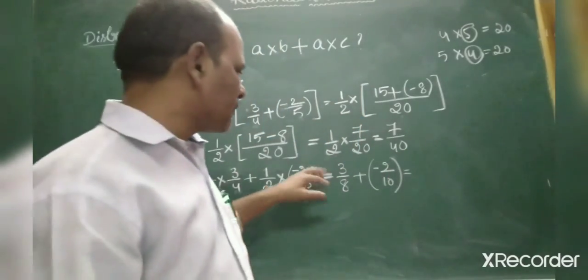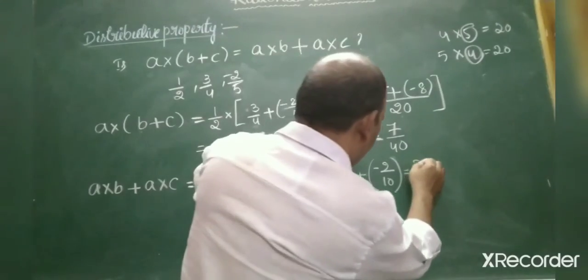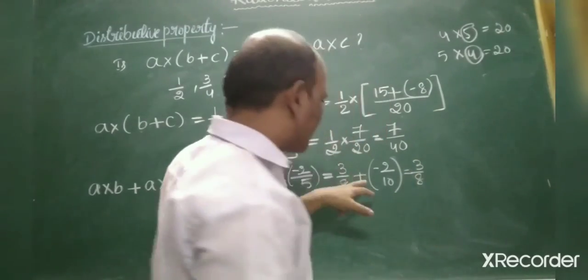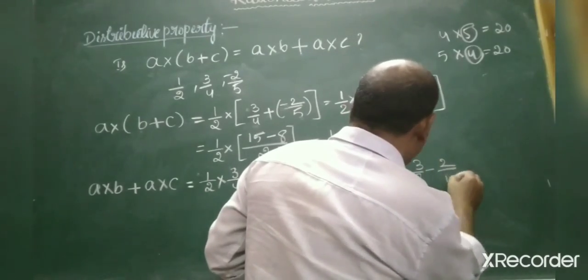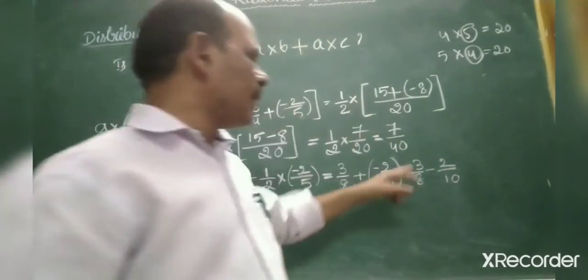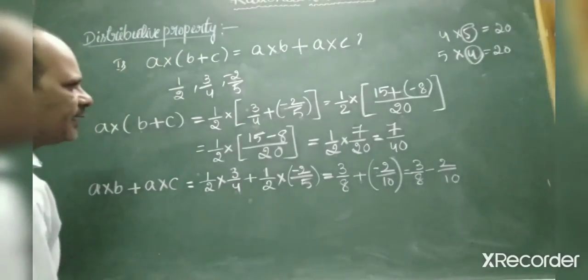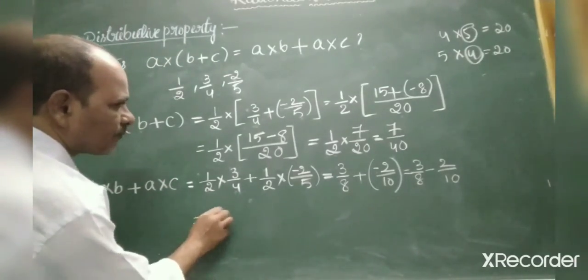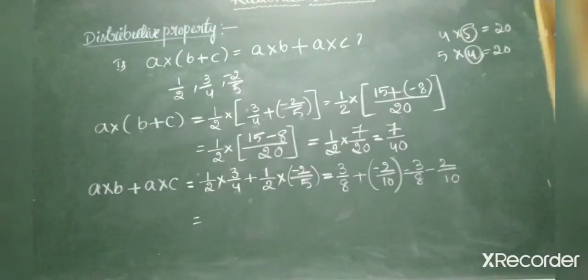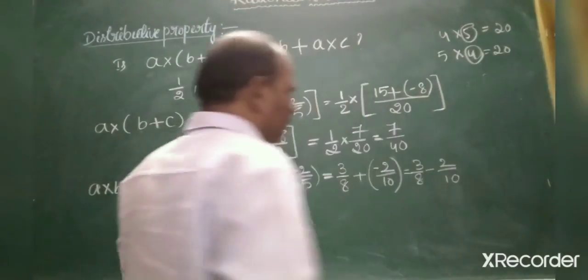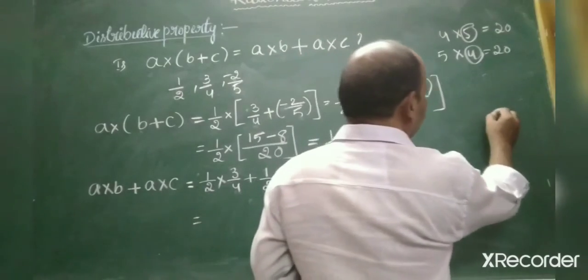Now for the simplification, 3 by 8, again plus into minus, minus 2 by 10. LCM of 8 and 10. Check here.